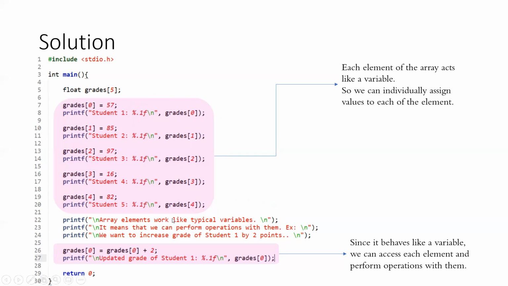Again, array elements work like typical variables, which means that we can perform operations with them. For example, we want to update the grade of the first student. Let's say they got bonus points, so we want to add a 2 to the grade of the student. Since this behaves like a variable, we can access each element and perform operations with them.